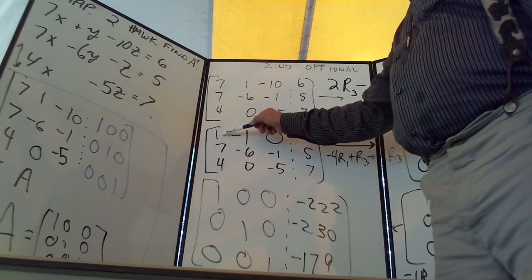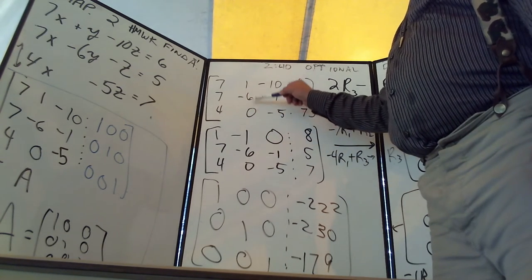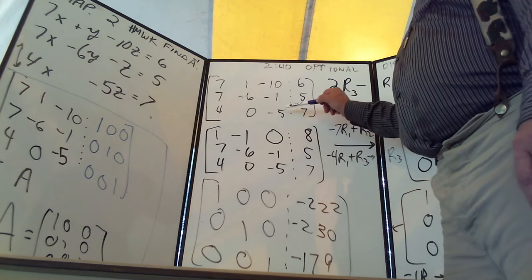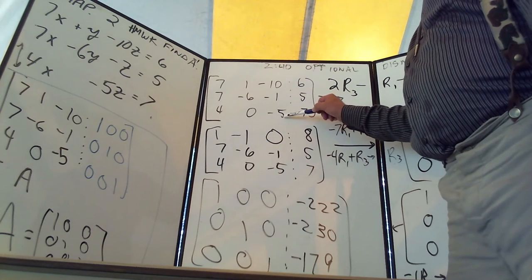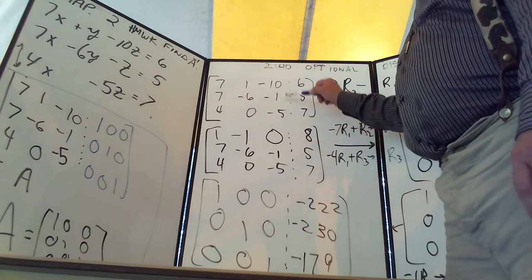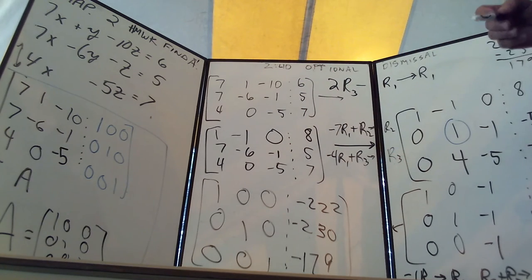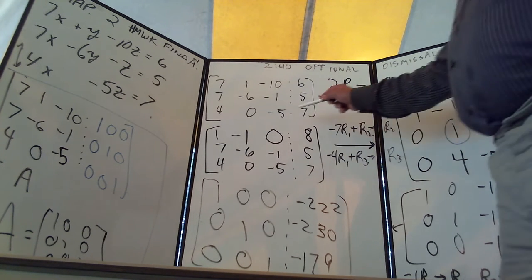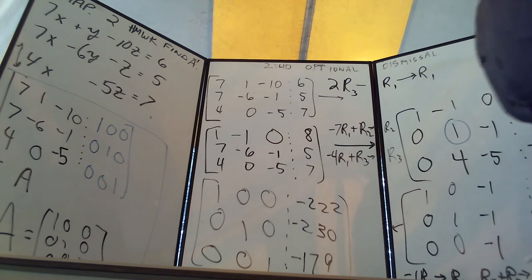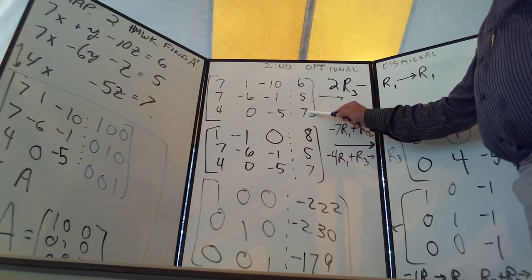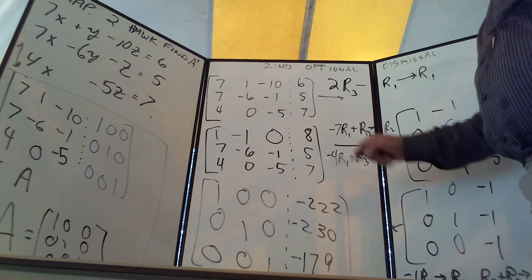8 minus 7 is 1. 0 minus 1 is negative 1. 10, negative 2 times negative 5. 10 plus negative 10 is 0. Actually, that is negative 10 plus 10. Then 7 times 2, 14, minus 6 is 8.